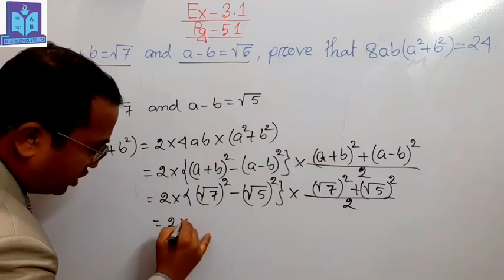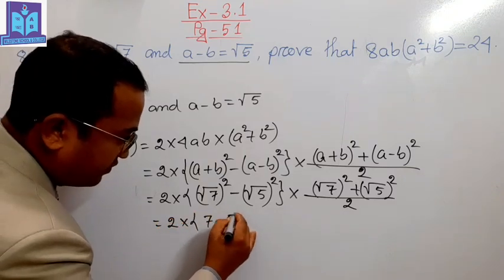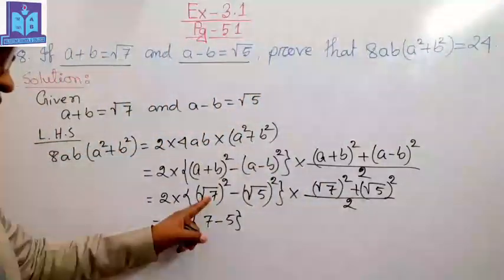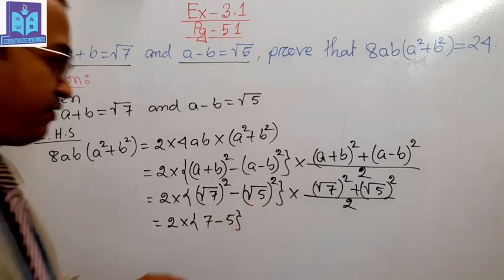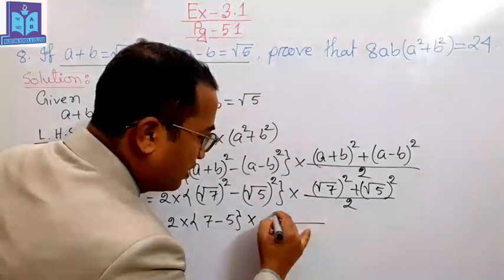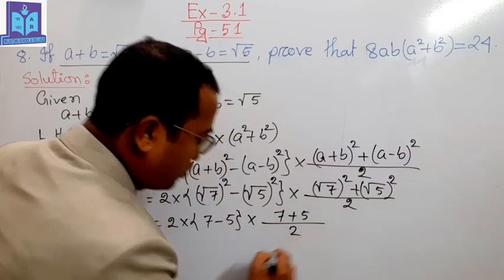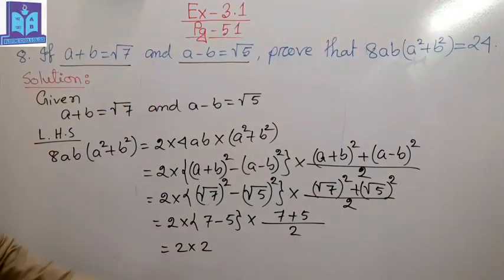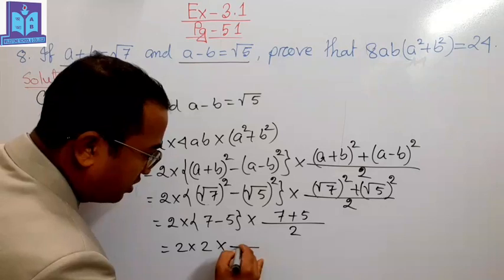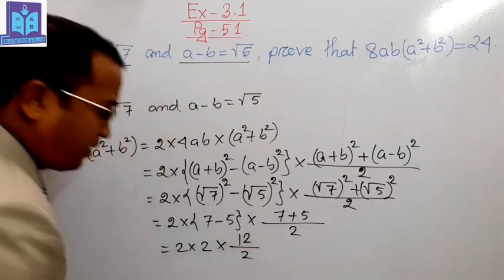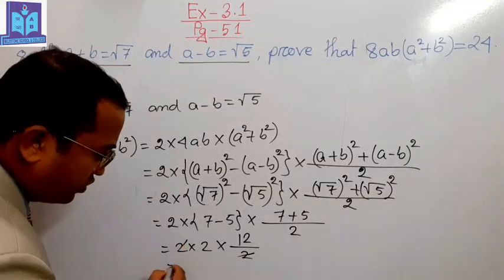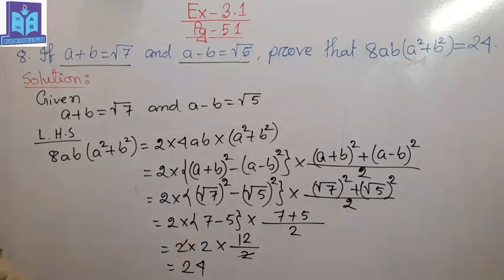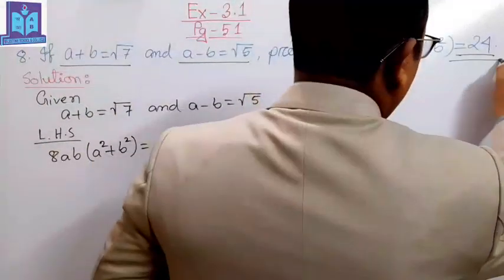It will be 2 into 7 minus 5. We know square root and square will cancel, and the answer will be 7. Here the answer will be 5. Here it will be 7 plus 5 by 2. This is 2 into 2, 7 minus 5, this is 2. And here it will be 12 by 2. So cancel this 2, 2. 2 12s are 24. Look, this is the right hand side. Right hand side is 24.